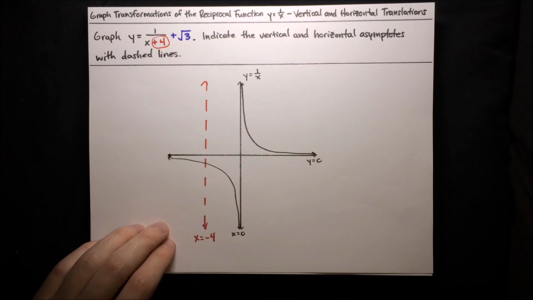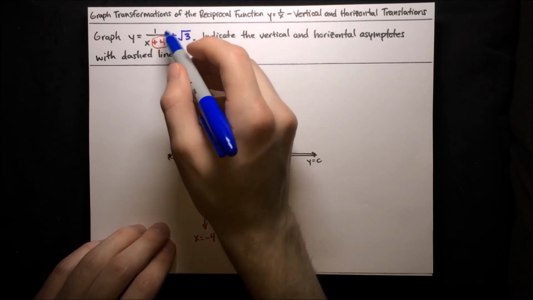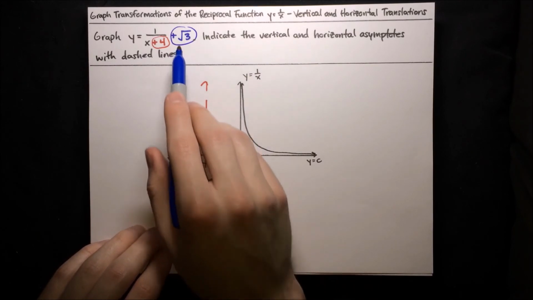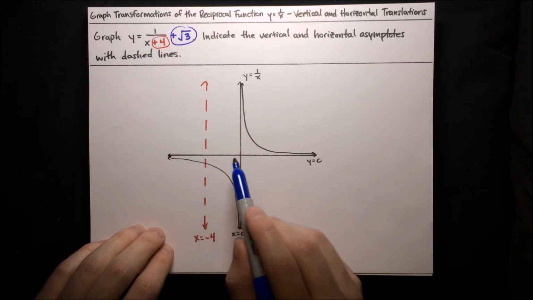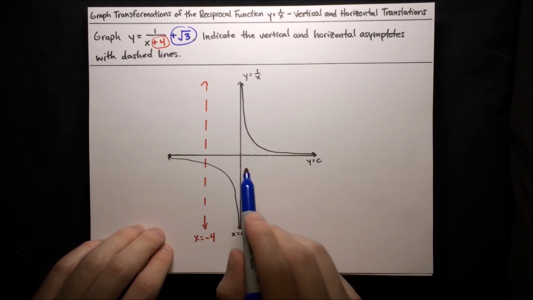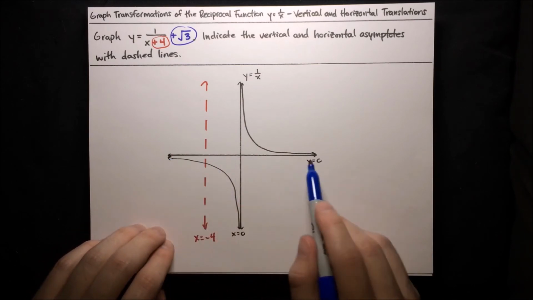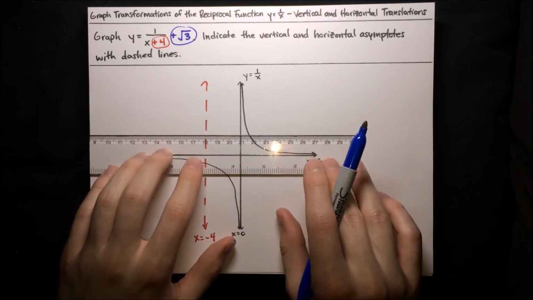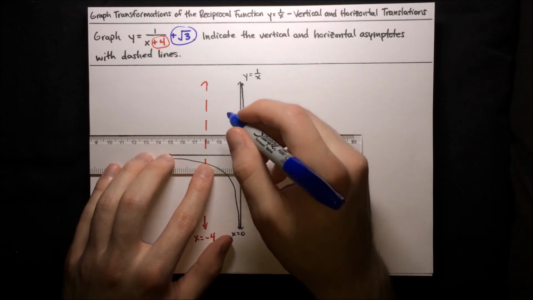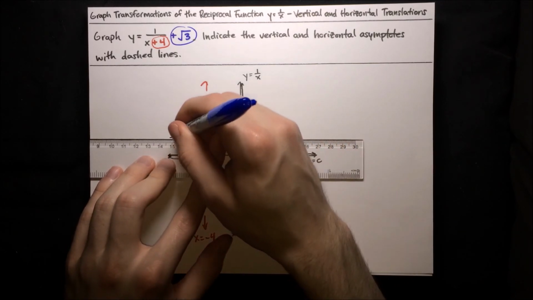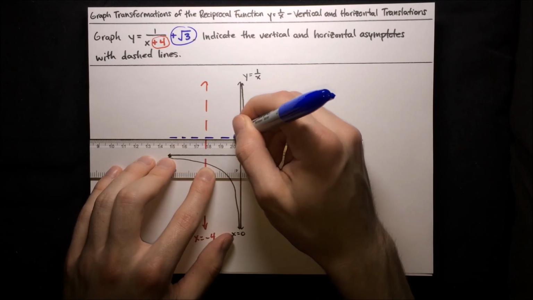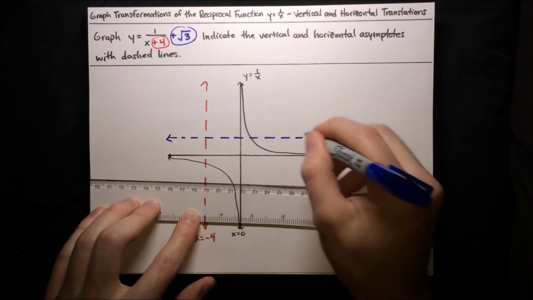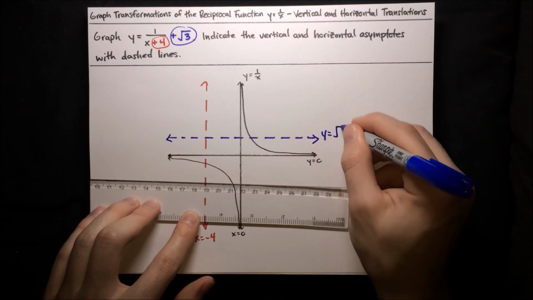Okay, now let's look at that plus root 3. This plus root 3 is a vertical translation, so that brings everything up by root 3 units, brings all the y coordinates up root 3 units. So what changes here is this horizontal asymptote at y equals 0, that changes to y equals root 3. It's moved up by root 3 units. So let's go ahead and draw roughly what that looks like then. So that'll be this asymptote here. That'll be y equals root 3.